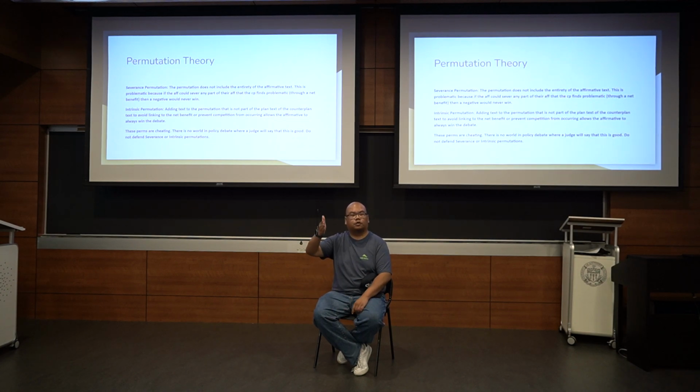And then you use the amount of condo that they read in the negative as your interpretation. If they run 3 conditional advocacies, your interpretation is 3 condo is bad. Why? Because the more specific it is, the less wiggle room the negative has to say reasonability.